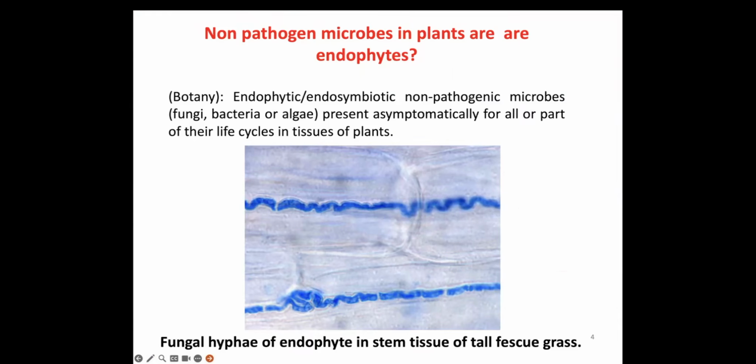They are non-pathogenic microbes. This shows a fungal endophyte in a grass, and you can see the hypha of the fungus, and you see the cells in the background. This is stained blue with aniline blue so you can see it. But these are non-pathogenic microbes that go into plants, and they have lots of positive effects on plants. This one, by the way, is a fungus in fescue grass, tall fescue.